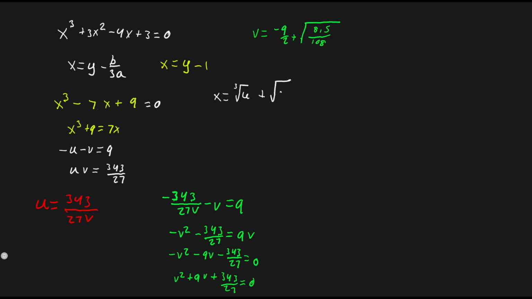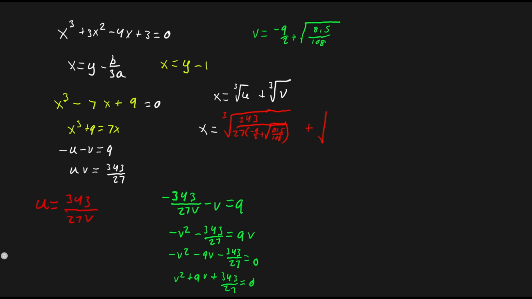So now we just plug in u and v, and we will get x is equal to the cube root of 343 all over 27 times -9 over 2 plus the square root of 815 divided by 108, plus the cube root.